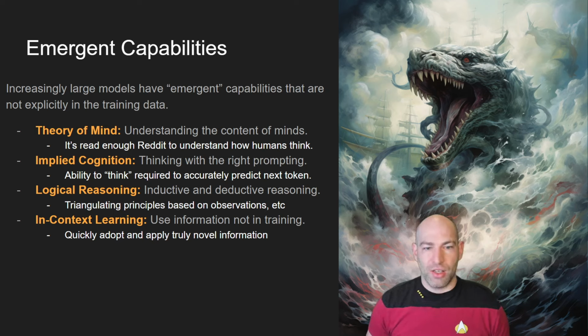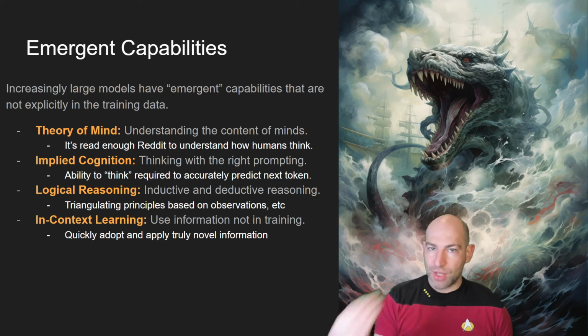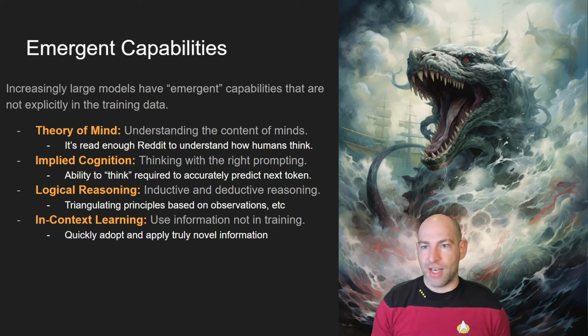Implied cognition, the second one. So basically thinking with the right prompting. What I mean by this is that because all that these language models do is they're trained to predict the next token, in order to accurately predict the next token, it had to learn to think. It's as simple as that. Okay, well, it's just a mathematical model to predict the next token. Yes, but it's also a black box on the inside, and it's doing a lot of embedded operations and using some of those emergent capabilities in order to accurately predict whatever the next token is going to be.